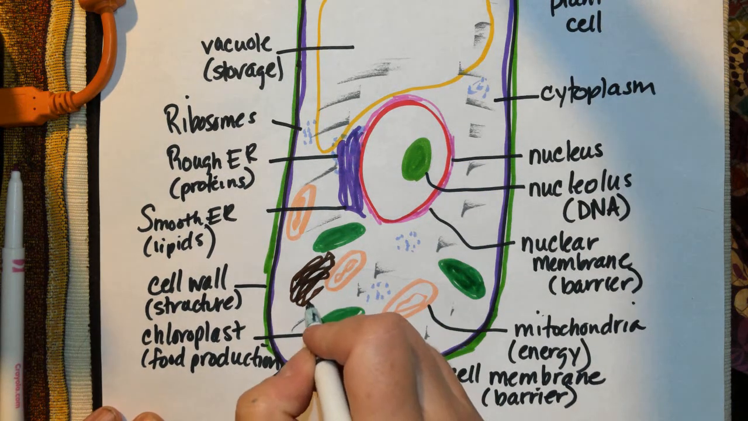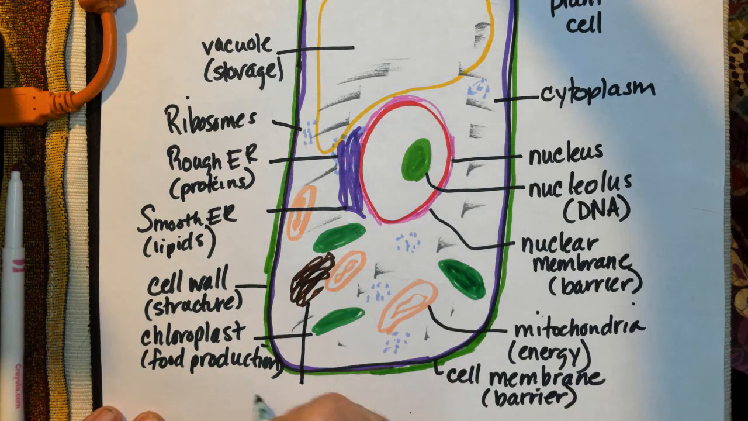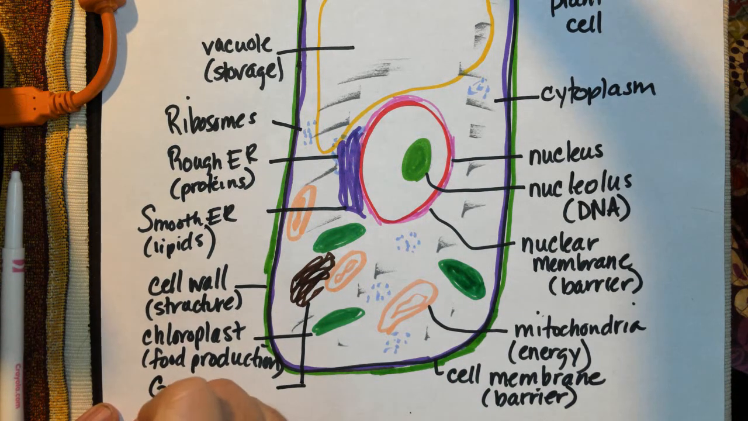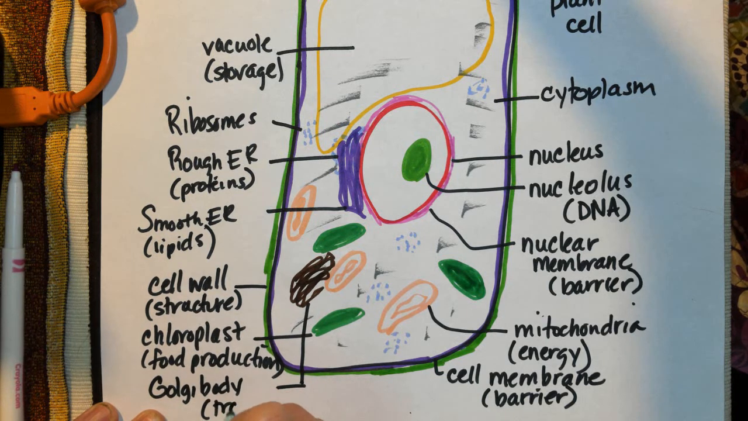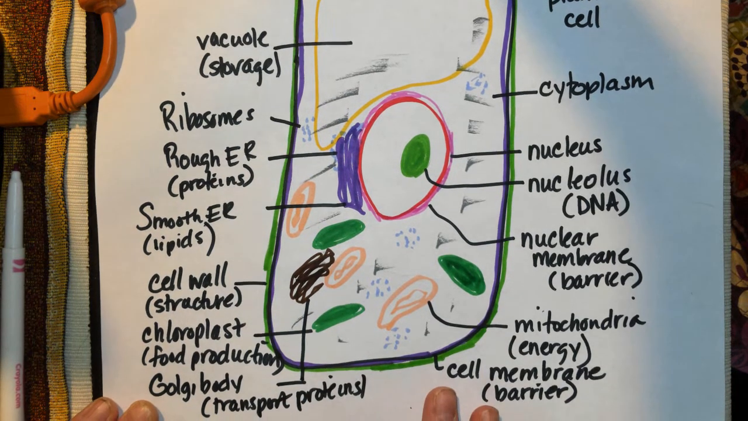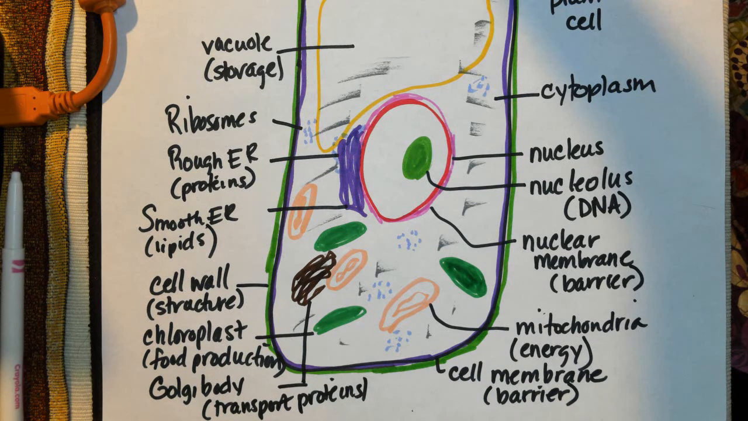So come down here. Okay. So the two things that a plant cell has that an animal cell does not are a cell wall and chloroplasts. And here we have our plant cell.